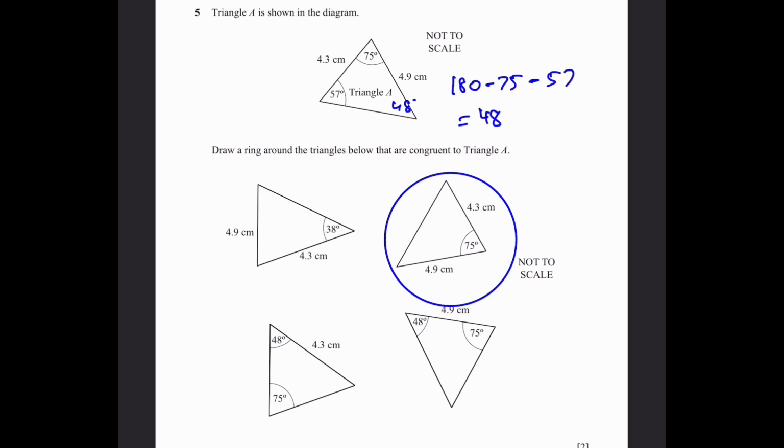Right? No, it is congruent. Because if we flip this triangle, that means 4.9 will be on the other side. And 4.9 touches both 75 and 48 degrees, which it does here. That's why in reality this actually is congruent to triangle A. So these two triangles are congruent to this one up here.